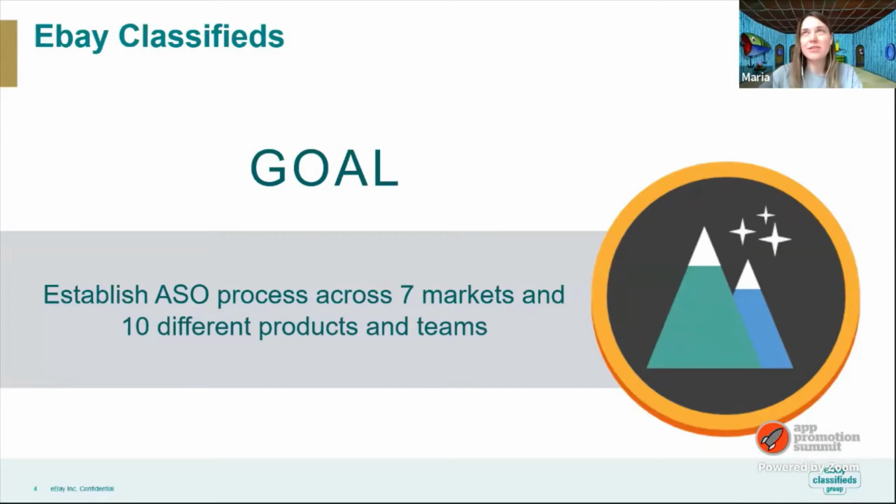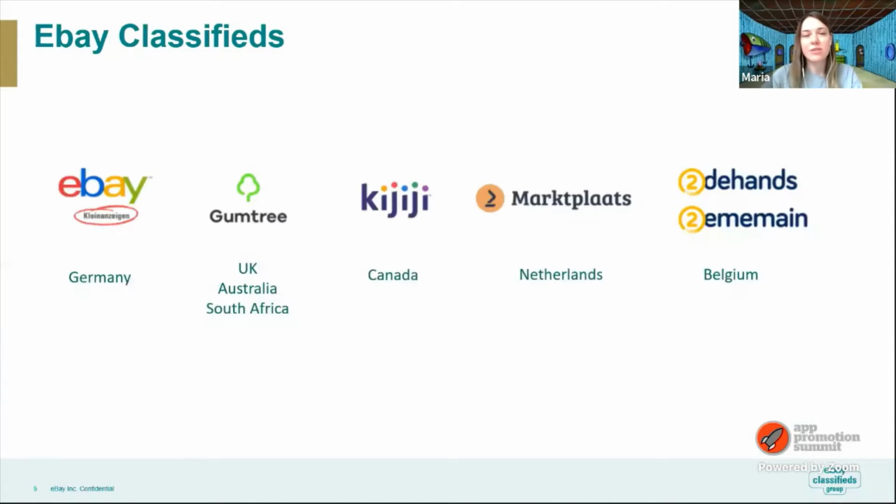So when I just joined 6 months ago, one of my priority tasks was to establish and kind of reinvent the ASO process for all of our markets, which are more than 7 and around 10 apps, I think even more. Those apps include the biggest classified in Germany, eBay Kleinanzeigen. We have also a few apps under the Gumtree brand in the UK, Australia, and South Africa. Also a few products under the Kijiji brand in Canada and a few products in Benelux.